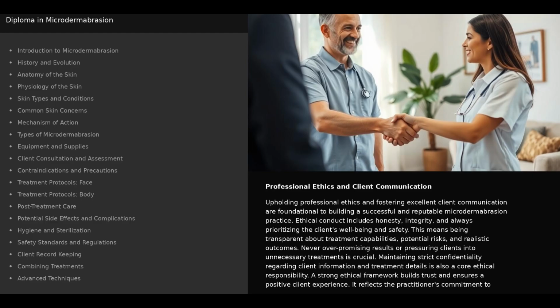Never over-promising results or pressuring clients into unnecessary treatments is crucial. Maintaining strict confidentiality regarding client information and treatment details is also a core ethical responsibility. A strong ethical framework builds trust and ensures a positive client experience. It reflects the practitioner's commitment to high standards.